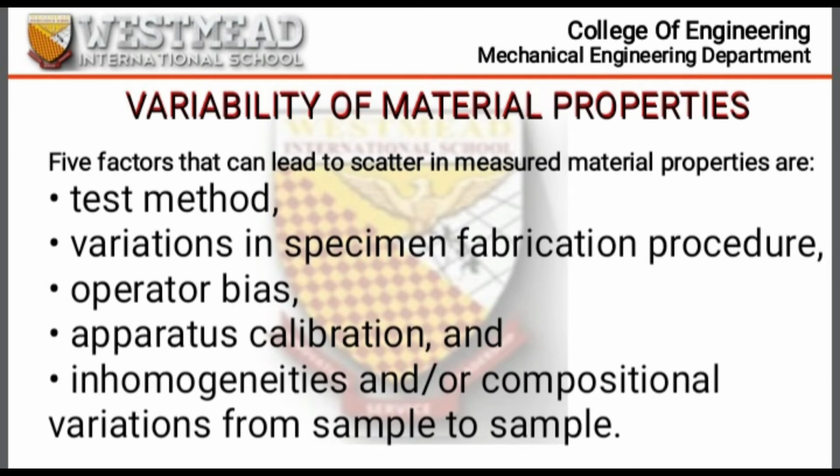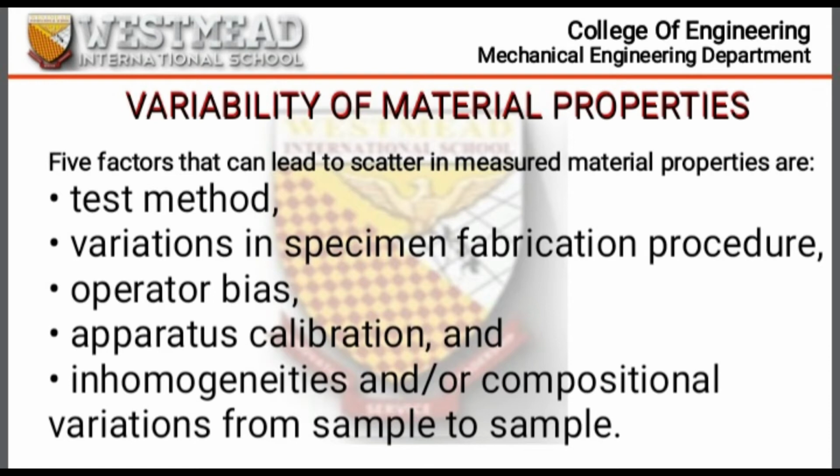So, ibig sabihin, kahit pa gumamit tayo ng mga apparatus para masukat natin ang material properties ng metal, hindi pa rin sobrang accurate na makukuha nating data. Ibig sabihin, may mga matitira pa, may scatter pa rin na measured material properties. So, ito yung 5 factors na nagli-lead to scatter in measured material properties.